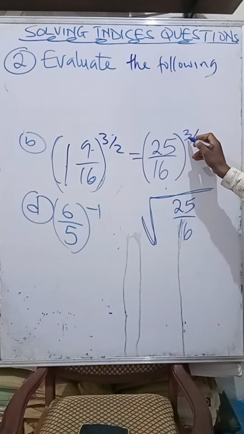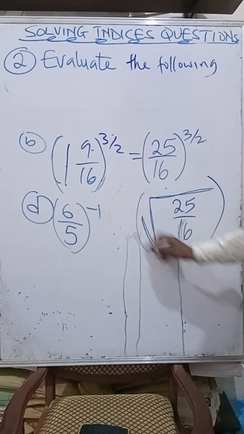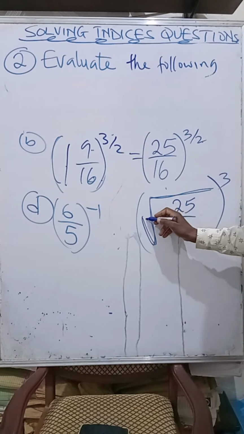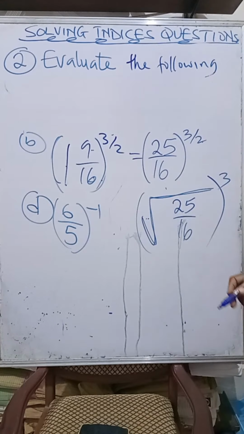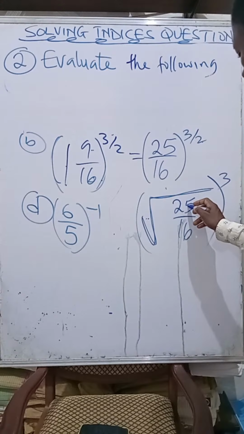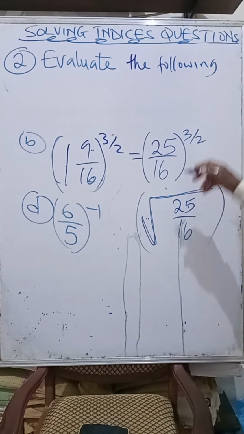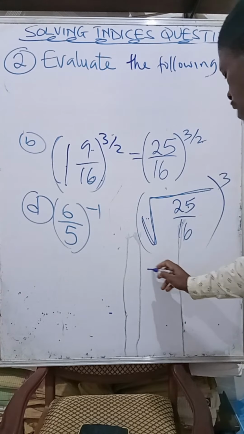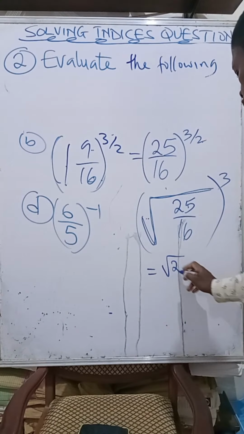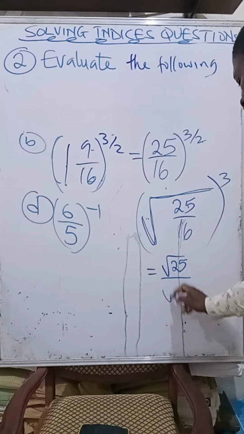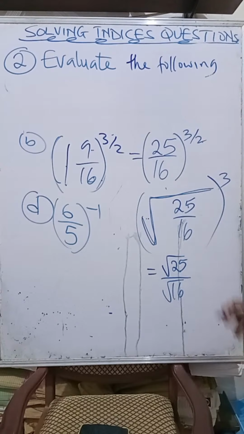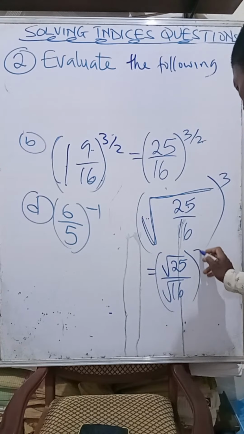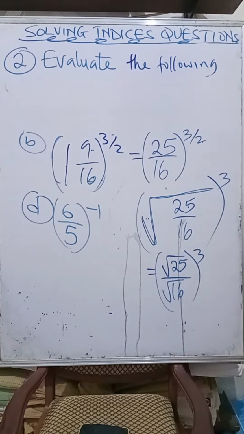Then the numerator, that's 3. No need to put 2 here again. So the square root of a fraction implies square root of 25 over square root of 16. Okay, and then to power what? To power 3. Okay, square root of 25 is 5.